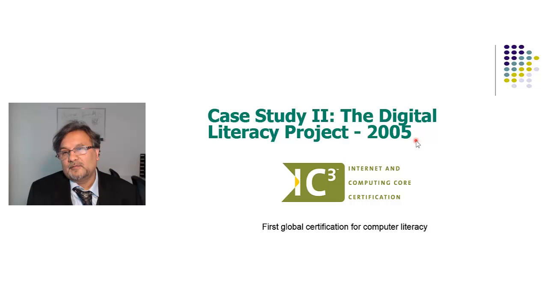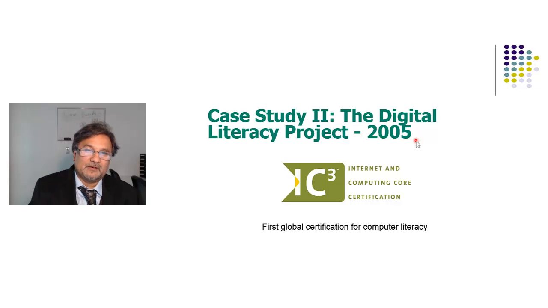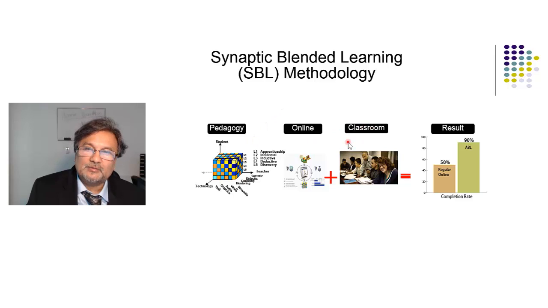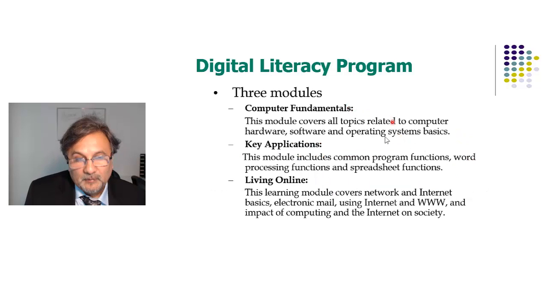Another case study that we did in 2005 with our adaptive learning engine was to take students who do not know anything about computers and give them digital literacy. This was funded by the CompTIA Foundation. In that case, we took a class and provided some instruction just to begin with, and then an online course. So they had very limited classroom, only 30%, and 70% they had to do online using our adaptive learning cube. And then what we saw is that their competency grew from 50% to 90%. There were 3 modules: computer fundamentals, key applications, living online.